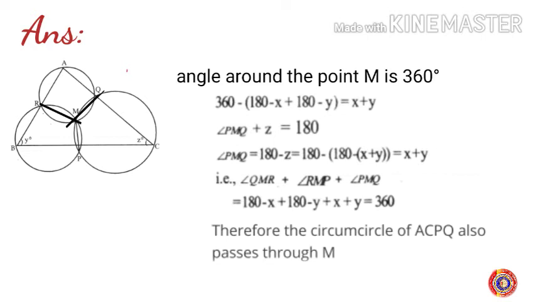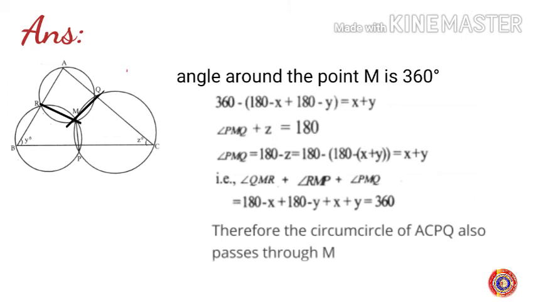So we have to find the third angle PMQ. It is equal to 360 minus (180 minus X plus 180 minus Y). 180 plus 180 is 360, so 360 and 360 cancel. Then the answer is X plus Y.